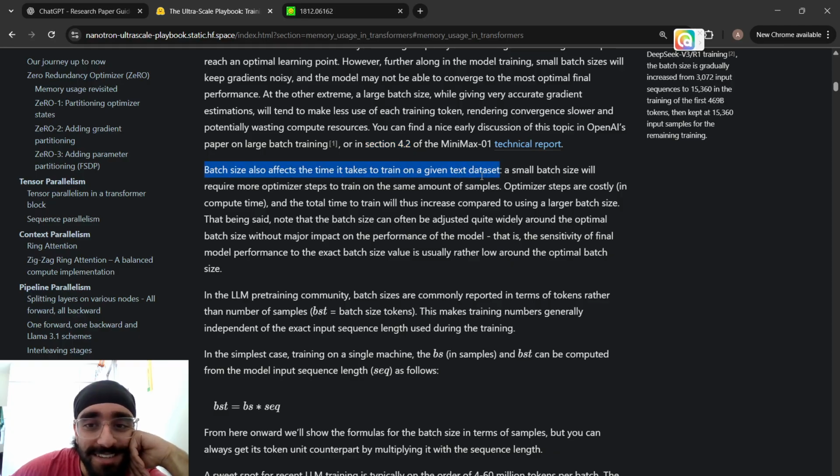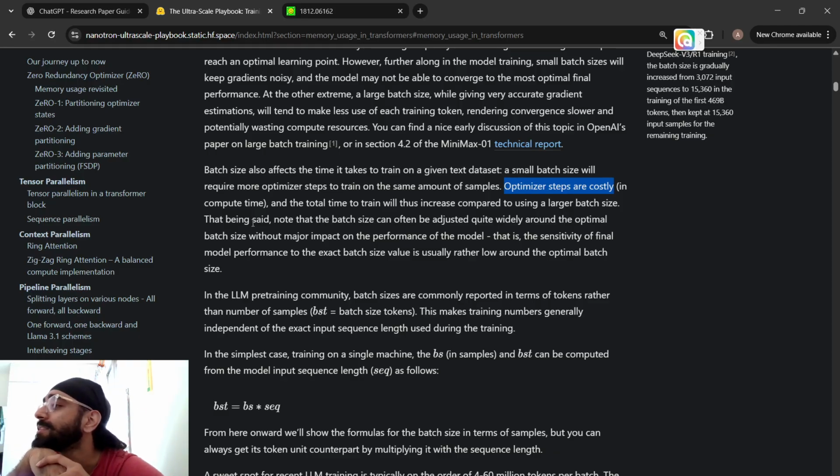Batch size also affects the time it takes to train on a given small batch size. Okay, optimizer steps are costly in compute time. Why? For a simple optimizer, you just need to do an addition step, right? And even for something like AdamW, you first need to do an update step and then you need to update the two momentum parameters. That's it.